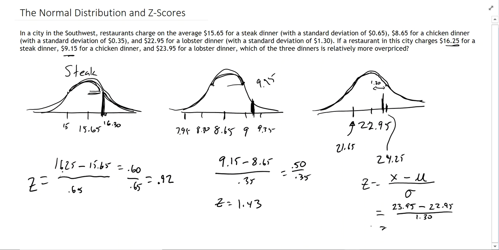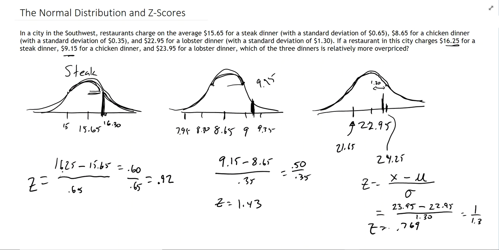So if I compute that out, 23.95 minus 22.95, are those both 95? Those were both 95. So it's a $1 difference. And if I divide that by 1.30, I get 0.7769 or 0.77 for our z-score. So it's about three quarters of the way, roughly speaking, for the z-score of the lobster dinner.